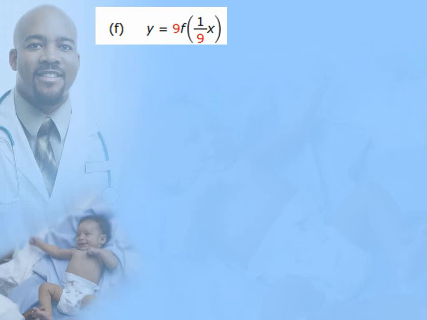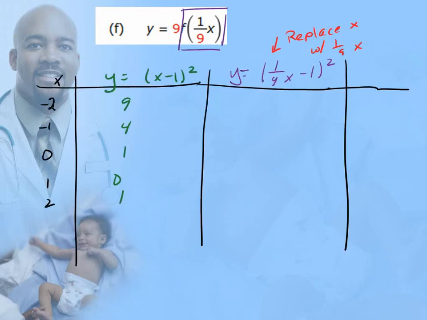This one was tricky because you got 2 things going. You have the 9 on the outside and then 1/9 on the inside. So I'm going to start with the inside first. What does that 1/9 do? Now I'm getting smarter about this. I'm going to replace the x with 1/9 x. So that's what it says to do. When they have f of 1/9 x, it means replace the x with 1/9 x.